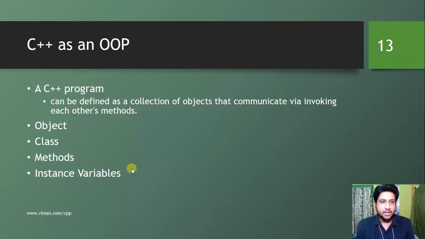So as an OOP language, C++ can be defined as a collection of objects that communicate via invoking each other's methods. Objects and classes are the main, important thing, the heart of a C++ program. Class and objects together implement encapsulation, data hiding, and data abstraction. These concepts of object-oriented programming are implemented in C++ using objects and classes. Also, methods are an important part of a class, and instance variables are also an important part of a class.